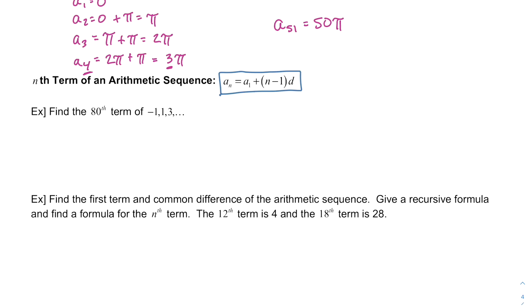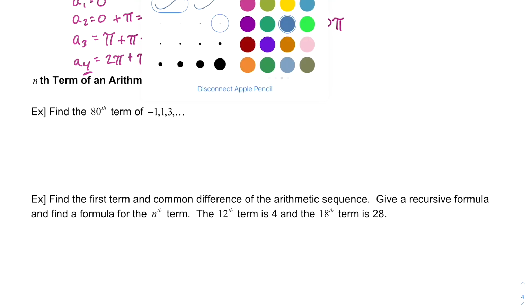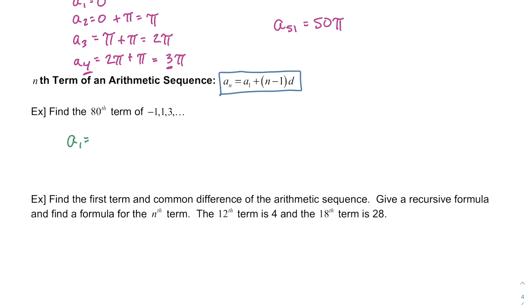Find the 80th term of -1, 1, 3. So in order to apply the nth term formula, we need to, first of all, note the first term, which is -1. Now we also need to find the common difference. So it looks like from term to term, we're adding 2 every time. Okay, so that would mean that d is 2. So now let's create the formula for the nth term. So with the first term plus n minus 1 times the common difference. Now we can use this to find the 80th term.